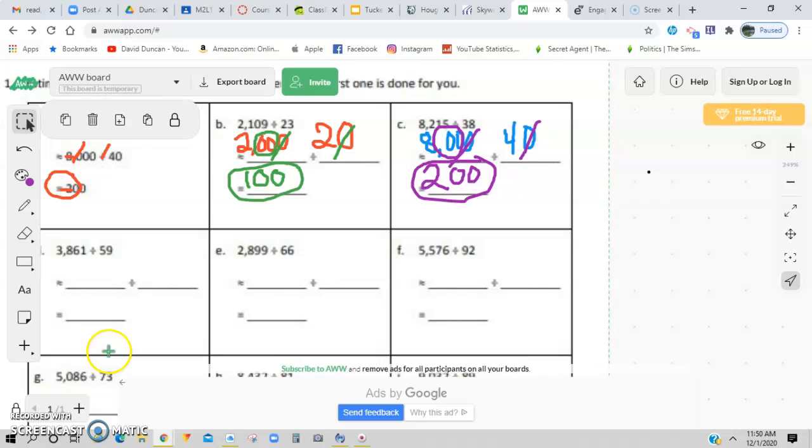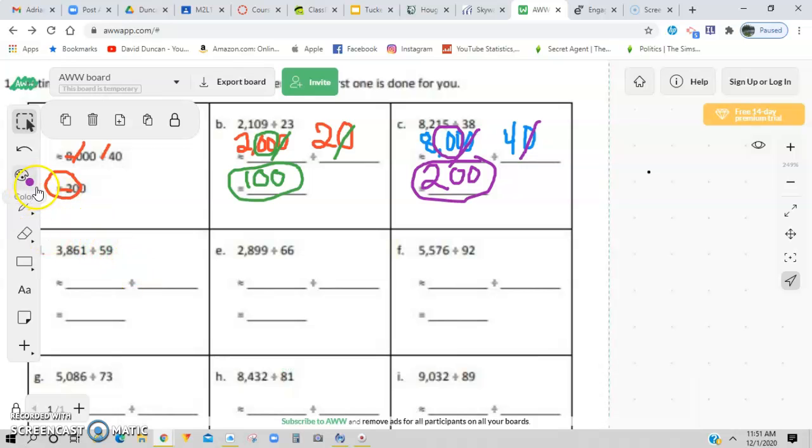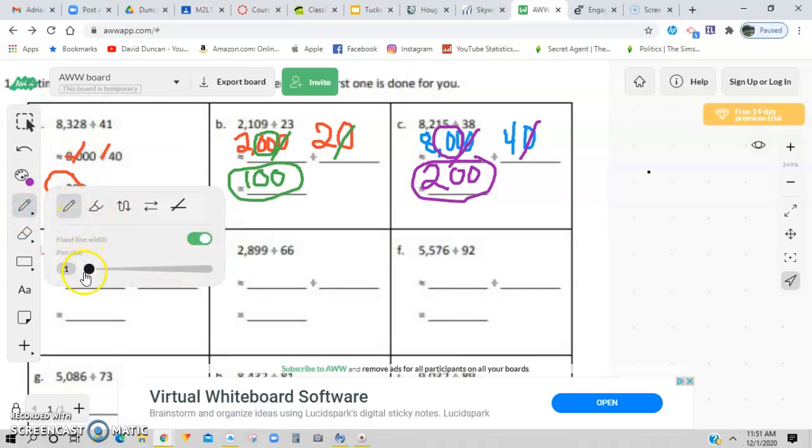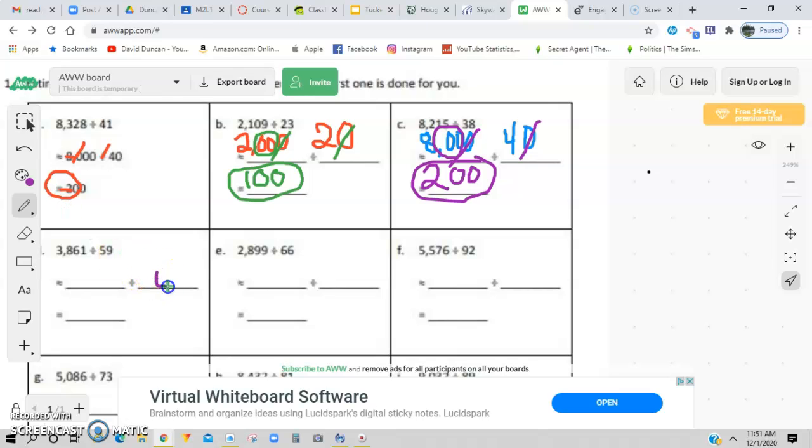Okay, here we go. Now for letter D, I have 3,861 divided by 59. I'm going to take my 59 and round that. Let's make it pretty easy on ourselves and round it to 60. So 59 is going to be 60.